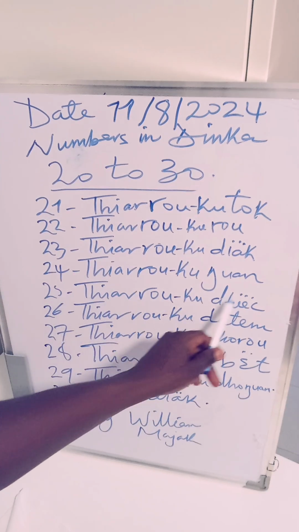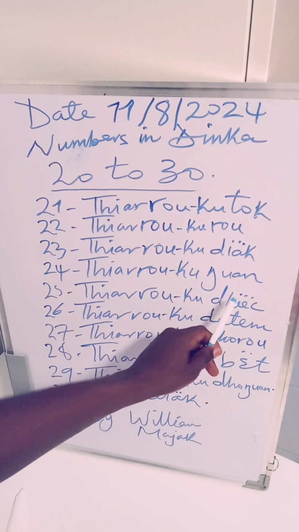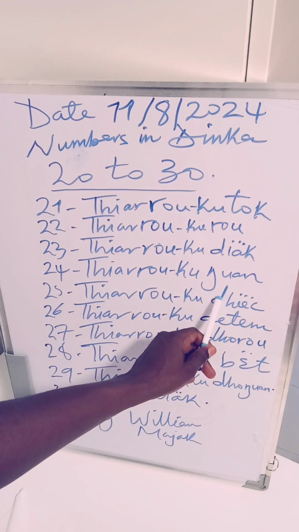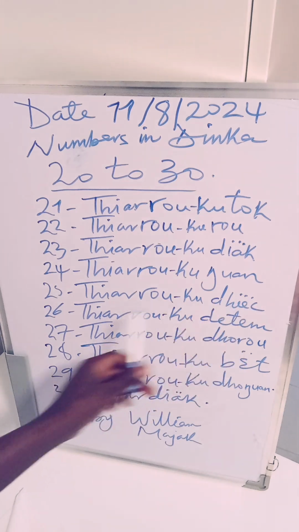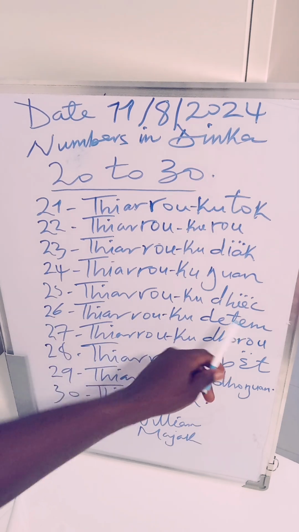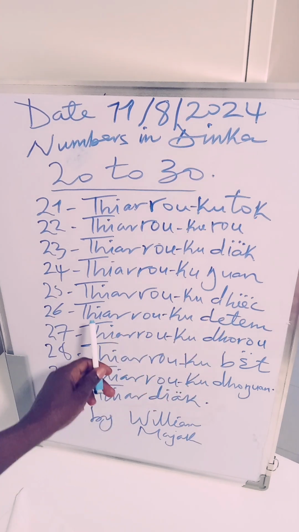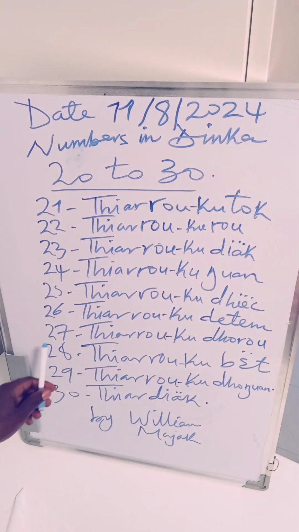25. Tiaro Kudich. Dich means 5. 26. Tiaro Kudatem. Datem means 6.